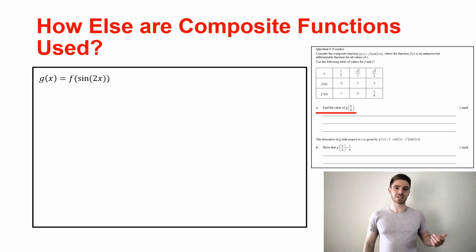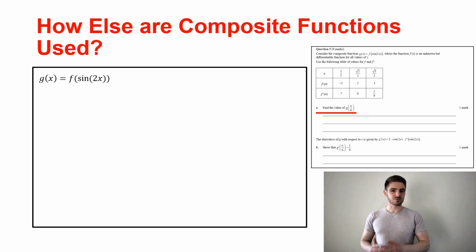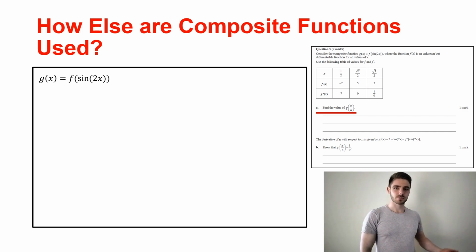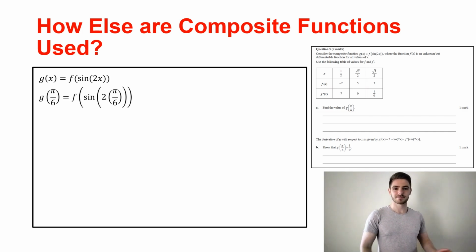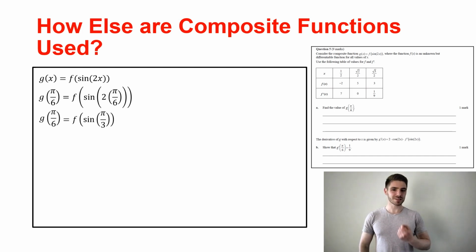Now, the rules of functions haven't changed. Whenever we want to evaluate a function at a specific x value, we're going to go through that function, and everywhere that we see x, we're going to replace with that value, which in this case is pi on 6. Once we simplify, we see that we're left with f of sine pi on 3. We can simplify this further by evaluating sine pi on 3.